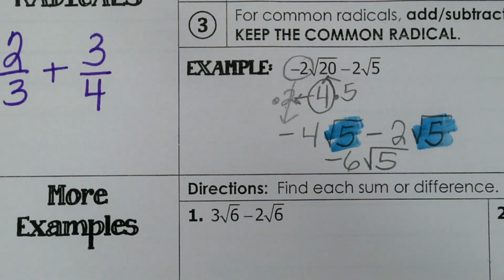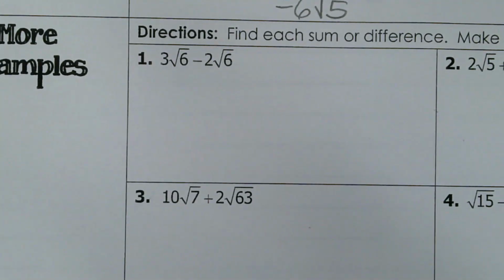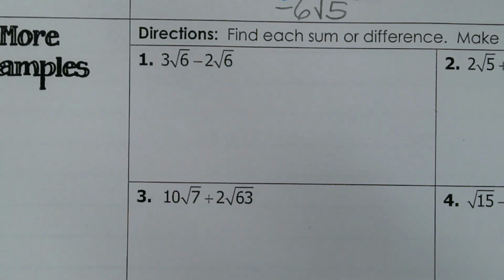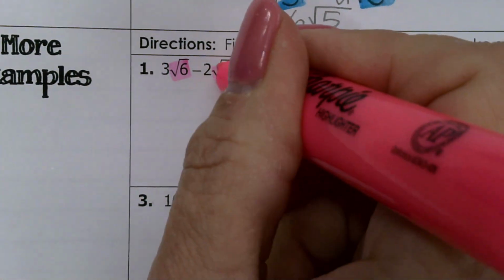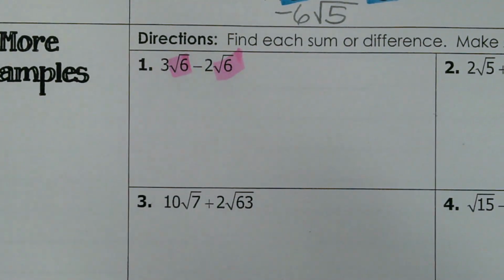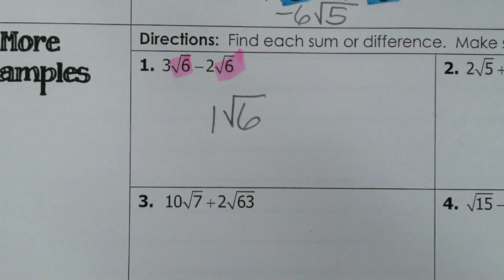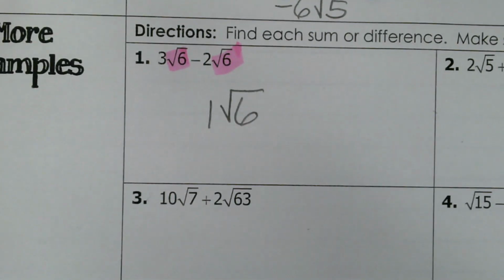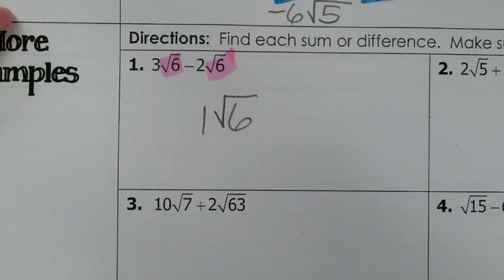Okay, so now let's go back and start with an easier problem. Okay, so number 1, do I have common radicals? Yes. So let's check it out. I've got square root of 6, square root of 6. They're the same, so just combine them. What's 3 minus 2? 1. And I keep or do nothing to the radical. I leave it alone. Oh, is that the one? That's it. We're done.